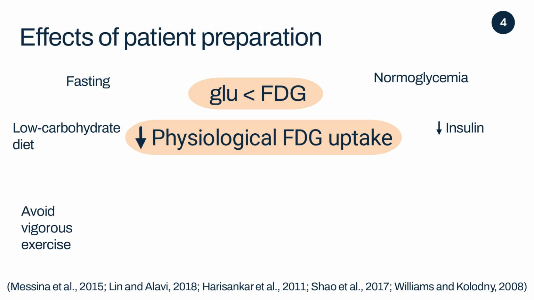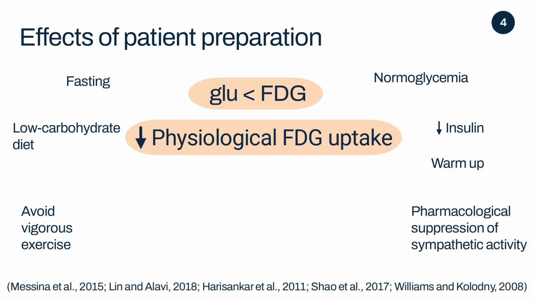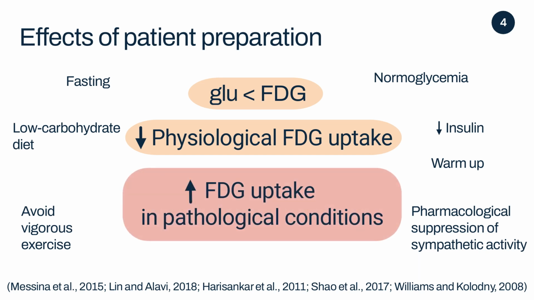Avoiding vigorous exercise further decreases physiological FDG uptake in muscles. The patient should be kept warm to reduce physiological FDG uptake in brown fat. Pre-medication may also be considered. In conclusion, patient preparation plays a crucial role in increasing the amount of FDG available for uptake in pathological conditions.